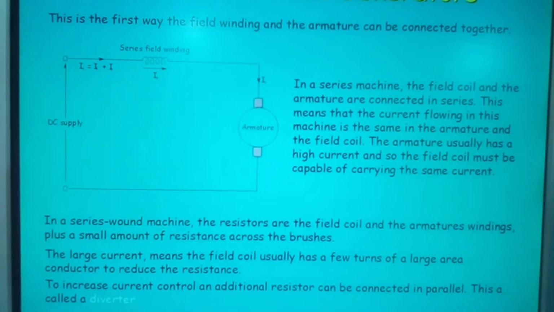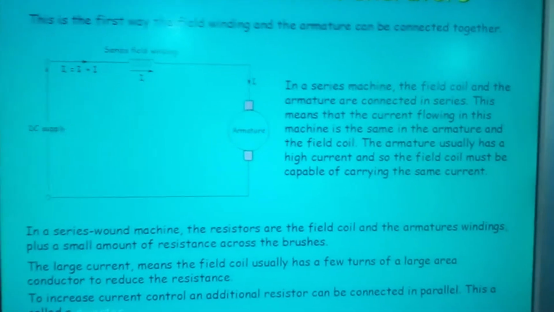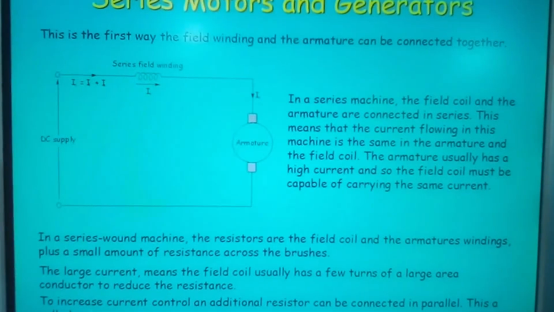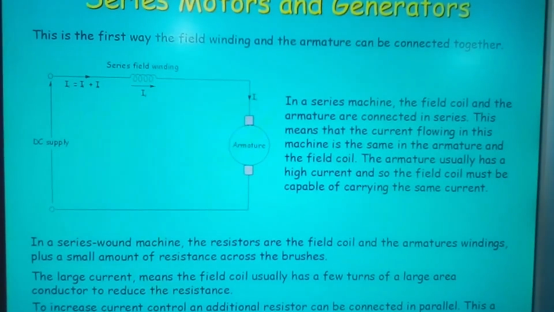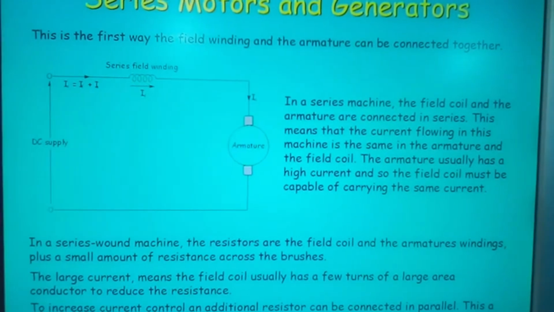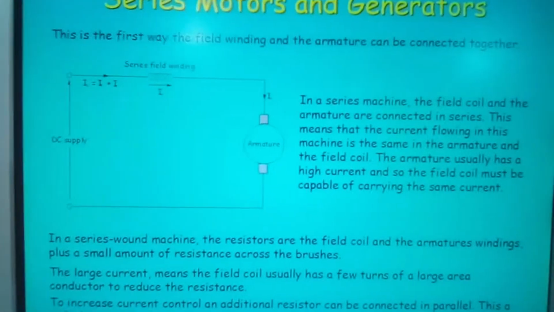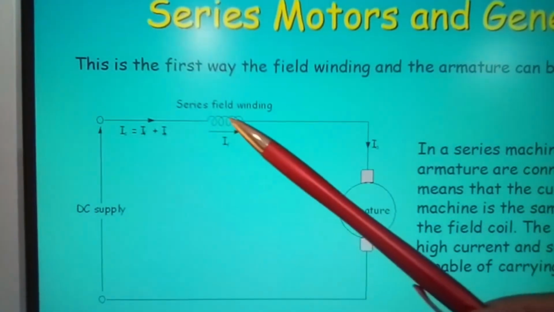And here we are, first part. Series motors and generators. This is the first way the field winding and the armature can be connected together. Let me move them closer. You can see that here it is a series connection.